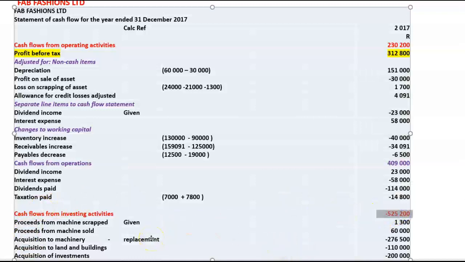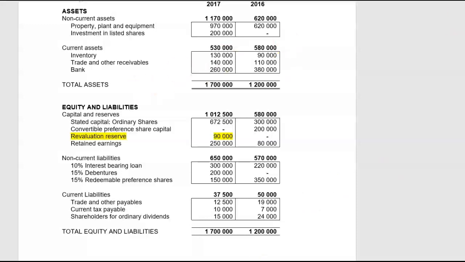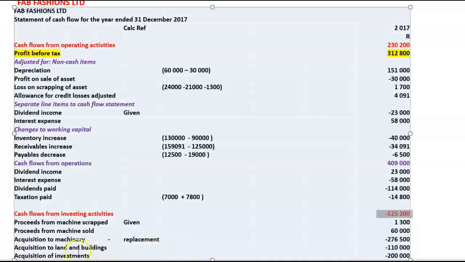Our cash flow from investing activities, we've done the machine scrap, machine sold, acquisition of machinery, acquisition of land and buildings, and acquisition of investments. That one we haven't done. If you just look at your investments, last year nothing, this year 200,000. So that is where that increase in investments is coming from, also a cash outflow. So if I add that all up, that gives us 525,200. This year, this total year is that one there in red, cash flow from operating activities, 230,200.